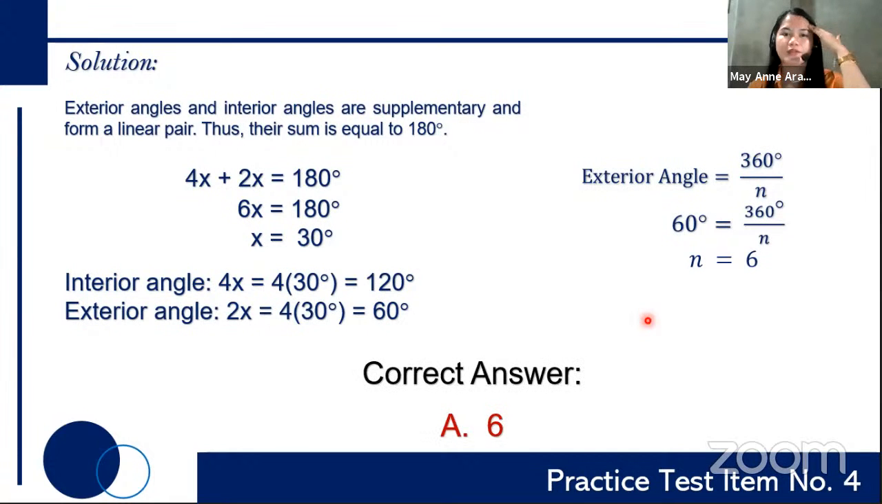So yan lang yung gagawin nyo dito. Since naka-degrees pa yun, once nakuha yung x, since we need to find the number of sides, pipili lang kayo kung alin sa interior angles and exterior angles ang gagamitin na formula. Since mas convenient yung exterior angle, mas madali siyang gamitin. Yun yung gagamitin nyo na formula to solve for the value of n or for the number of sides.